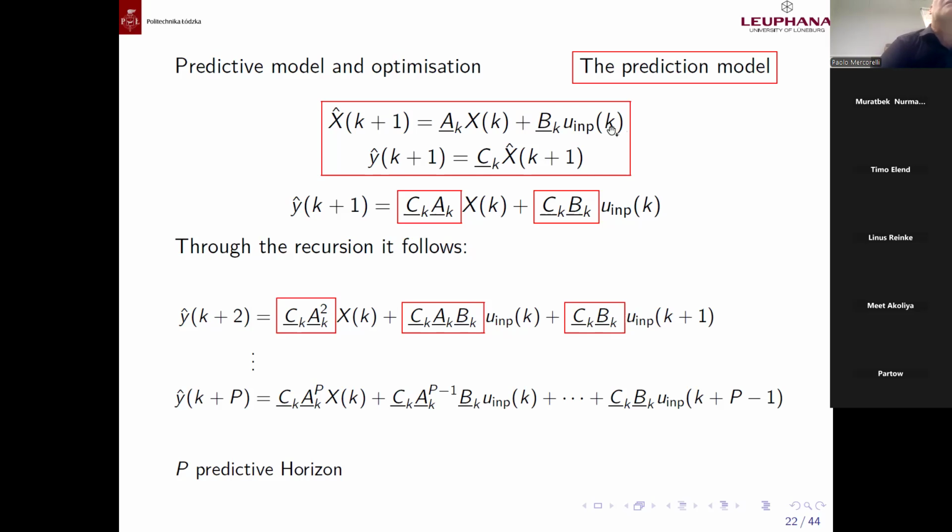I don't know if it's visible. Because this equation here must be considered here. No? This means C multiply A, and the element here is multiply B multiply U input in order to obtain this one. We can see that at the step 2, the predicted step 2 depends of the input at the step, let me say 0, and let me say the input at step 1. It makes sense.